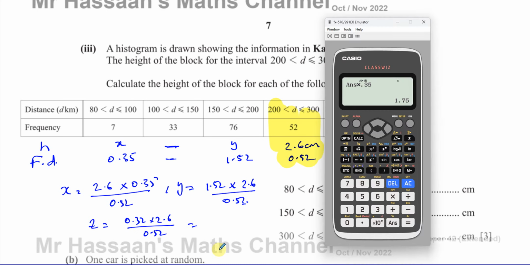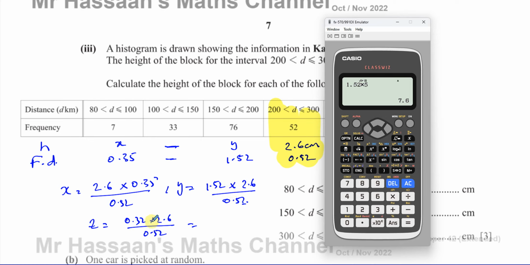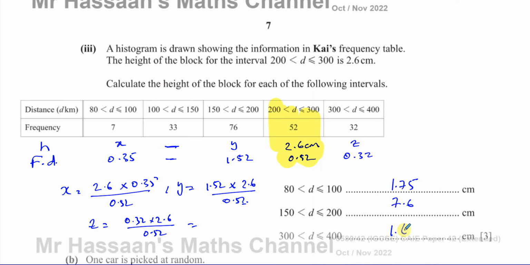And then for the second one, we have 1.52 times 5, which gives us 38 over 5, which is 7.6 centimeters. And finally, the last one is 0.32 times 5, which gives us 8 over 5, which is 1.6 centimeters. So those are the heights of the bars for these three bars of this histogram.